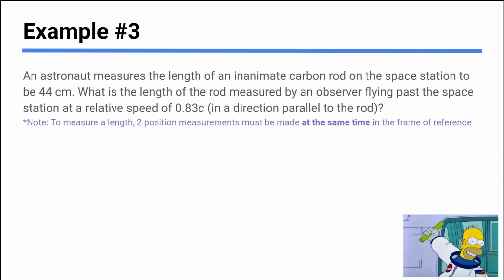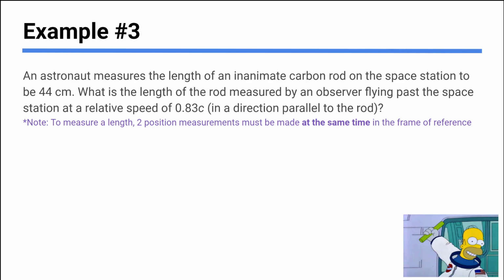We can start it with an example. This one is a little simpler. Let's say you have a very qualified astronaut on the space station who saves the day with an inanimate carbon rod, 44 centimeters in length. If an observer is flying past the space station at the same time, parallel to the rod, which is important because this stuff is always in one dimension, at a relative speed of 83% of the speed of light, what's the length measured by the observer?